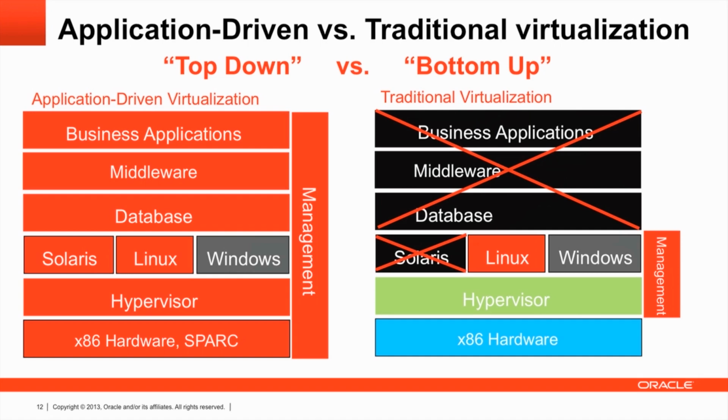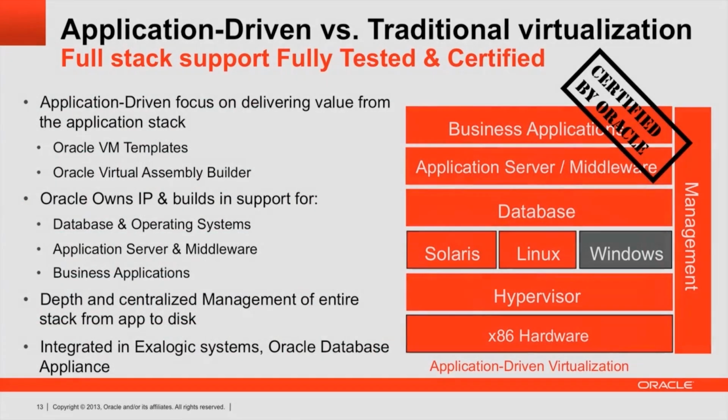It's designed to provide the abstraction to the hardware, but also it's designed to provide compatibility and integrated management with all the components on top of that, starting with the OS, the database, the middleware, and the business application. What does application-driven include in terms of its architecture? Oracle VM templates is one component of that.